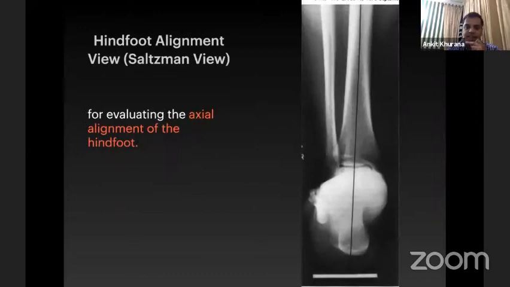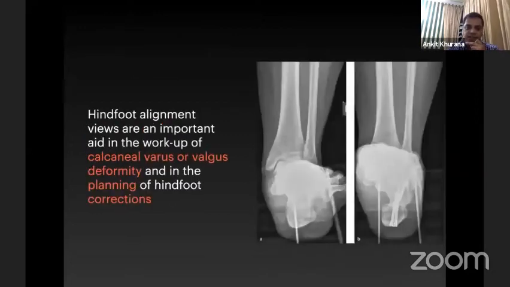The axial alignment can be seen, and it is important to assess correction of the hindfoot deformity after correction, as well as to plan hindfoot deformities. I do it for all my flat foot cases when I'm planning a displacement calcaneal osteotomy, and I do it both before and after my osteotomy to look for how much the heel valgus has been corrected.